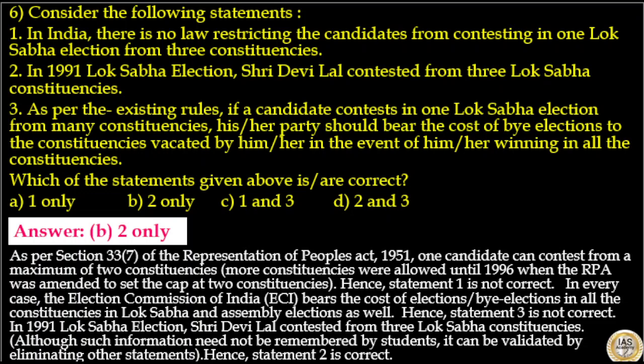As per section 33 of the Representation of People Act 1951, one candidate can contest from a maximum of 2 constituencies. More constituencies were allowed until 1996. Hence, statement 1 is not correct. In every case, the Election Commission of India bears the cost of elections in all the constituencies in Lok Sabha and Assembly elections as well. Hence, statement 3 is not correct. So, statement 2 only is the correct answer. In 1991 Lok Sabha election, Sri Devilal contested from 3 Lok Sabha constituencies. So, here the answer to this question is option B.